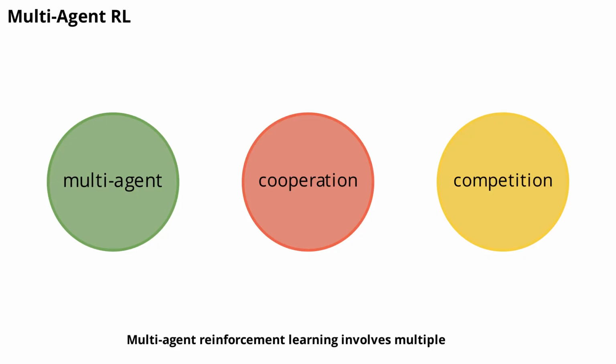Multi-agent reinforcement learning involves multiple agents interacting in a shared environment. Agents may cooperate, compete, or both, leading to complex dynamics. Multi-agent RL is used in applications like autonomous vehicles, resource management, and game theory. It introduces new challenges, such as coordination and communication between agents.